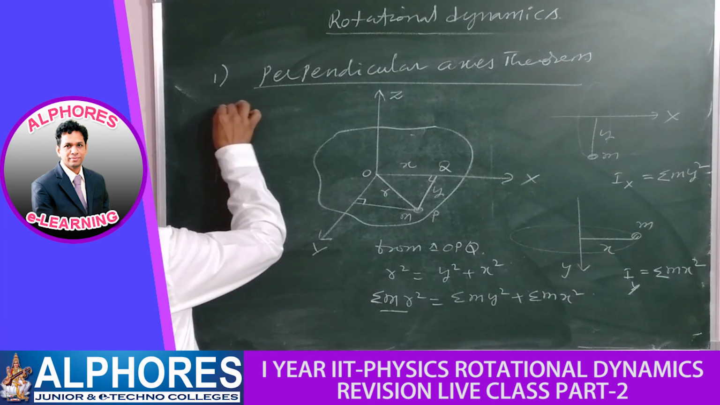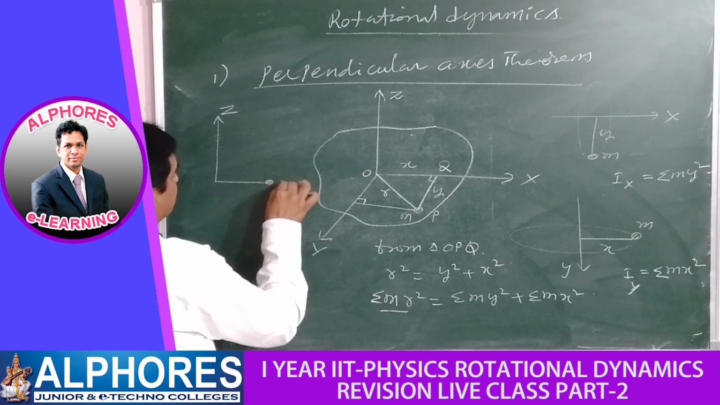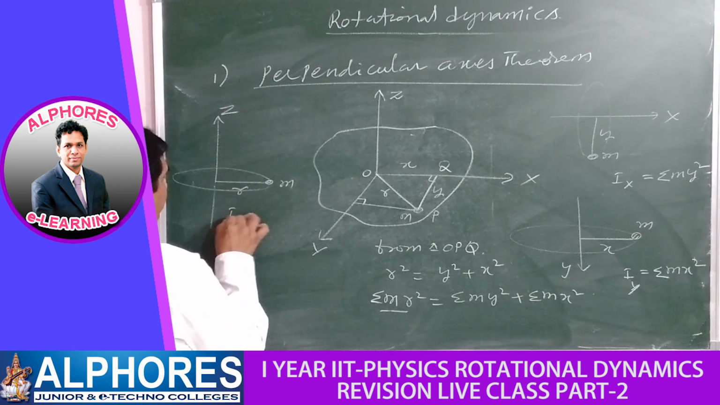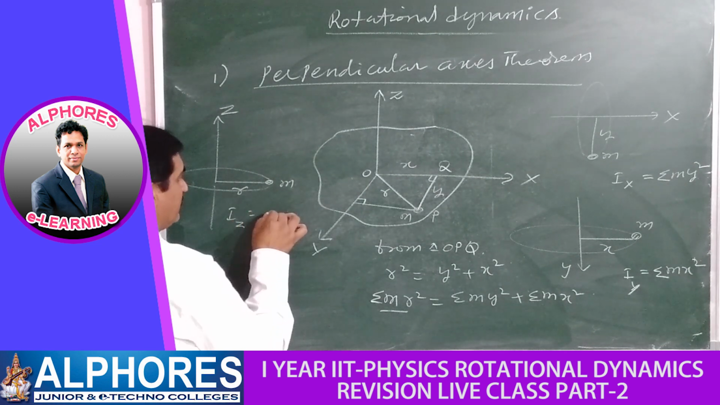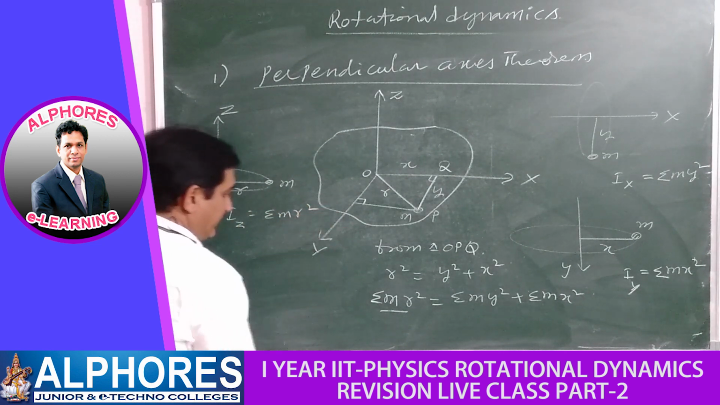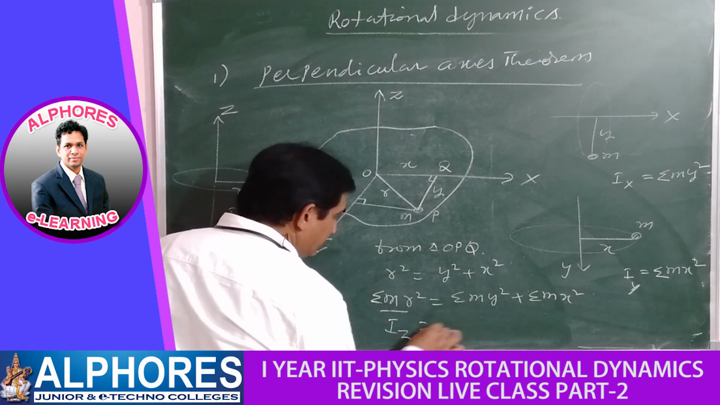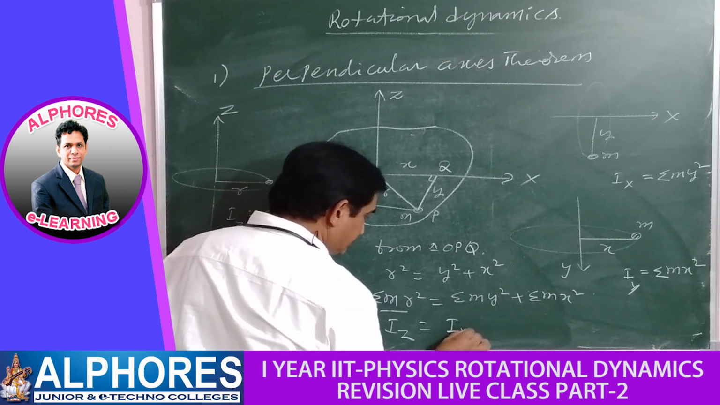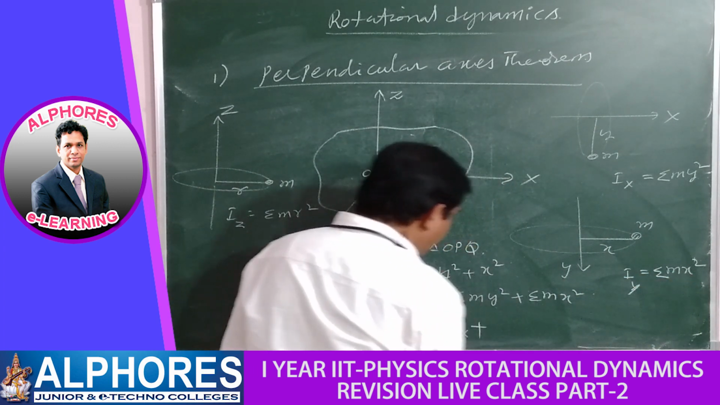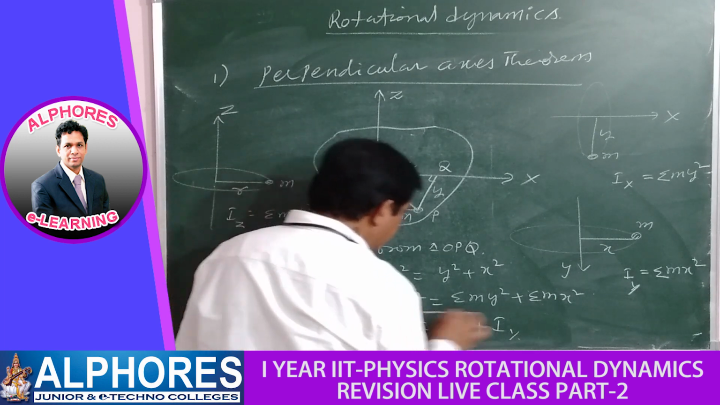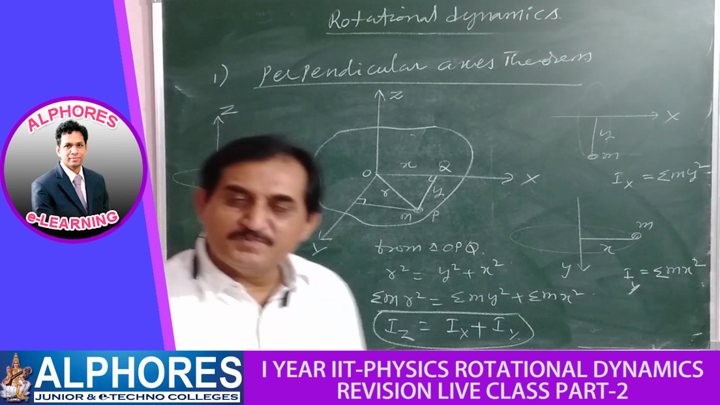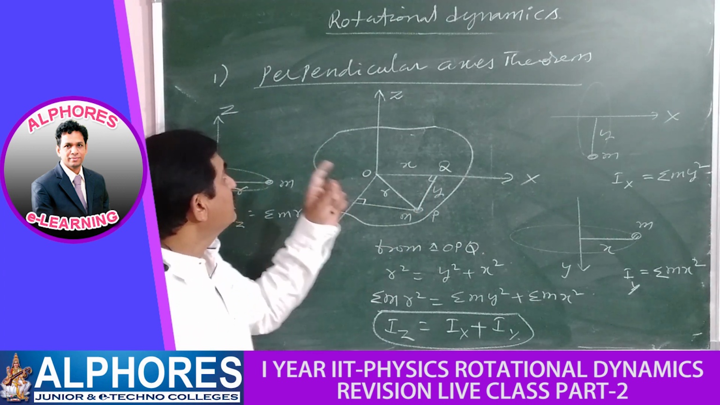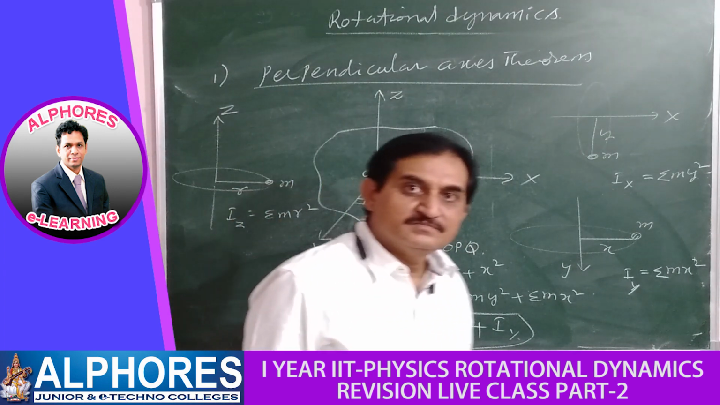See, this is the z-axis, the particle is here, this is r, moving about this axis, therefore the moment of inertia about the z-axis is equal to summation m r square. This is Iz. Summation m y square is equal to Ix, summation m x square equal to Iy. Simply, Iz equals Ix plus Iy. This is the formula related to the perpendicular axis theorem.